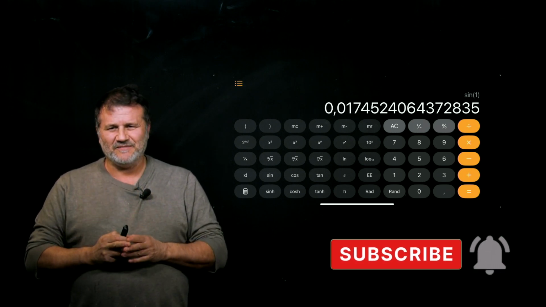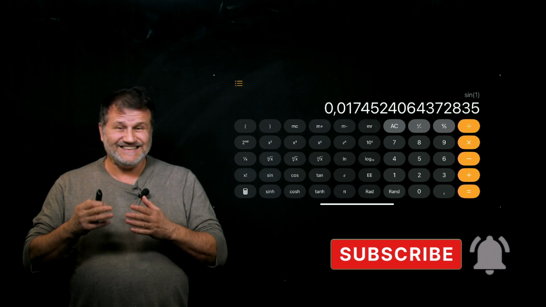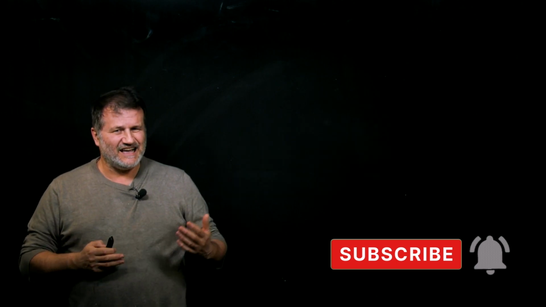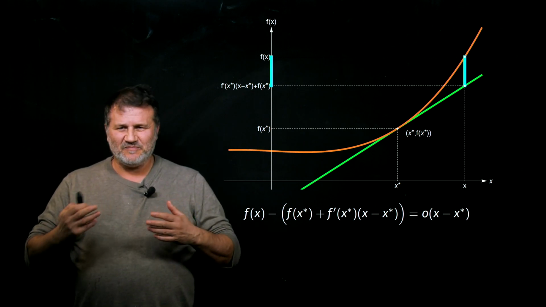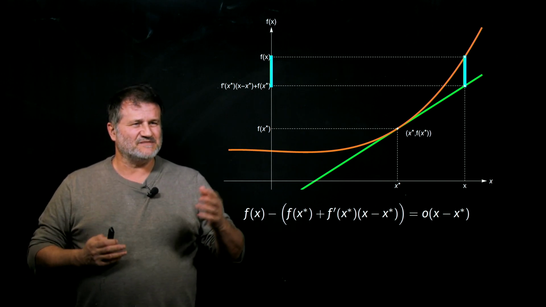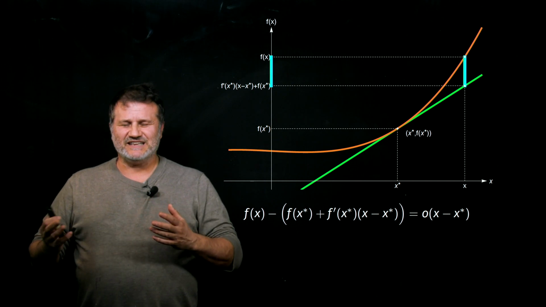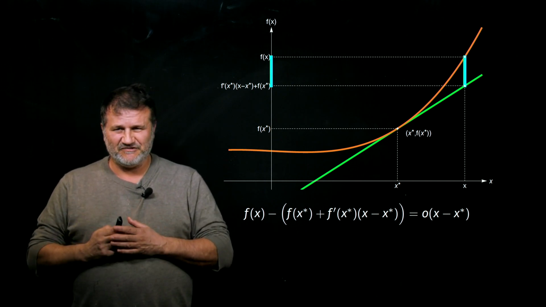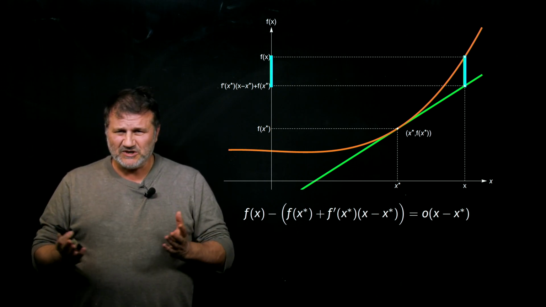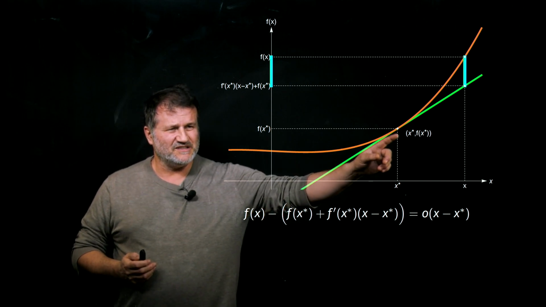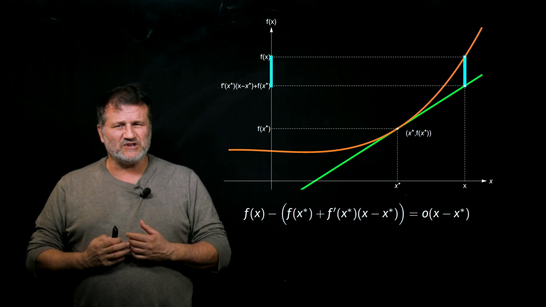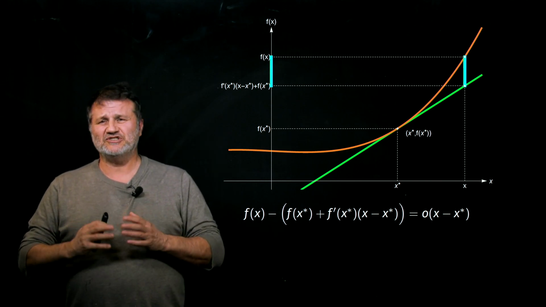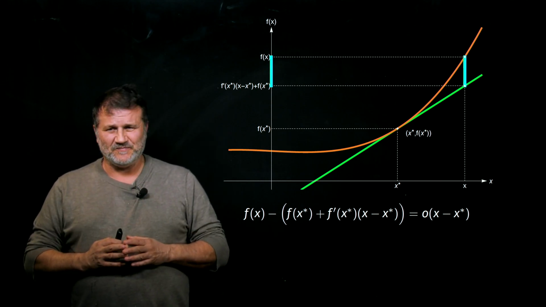Let's try to understand. We have to start with the tangent line. This is the line with the equation y equals f(x*) plus f'(x*) times (x minus x*) at some point x* where the function f is differentiable. Among all the possible lines passing through the point (x*, f(x*)), the tangent is the one that best approximates the graph of the function near the point x*.